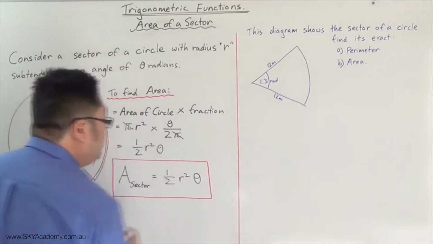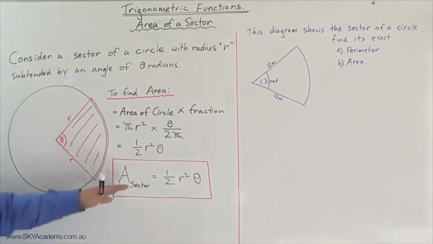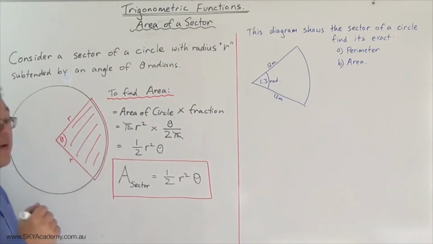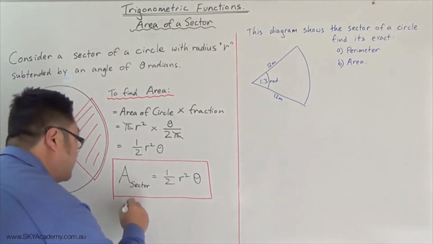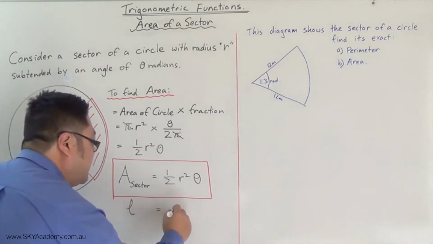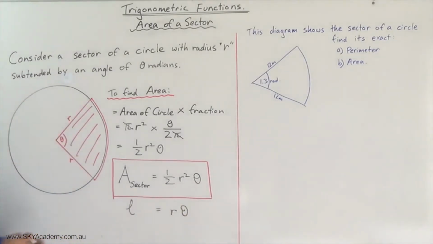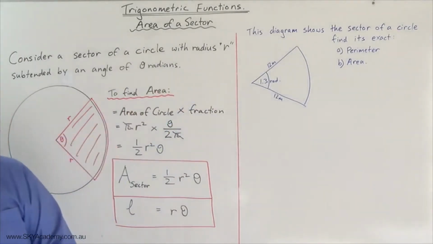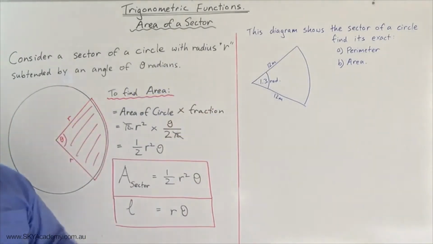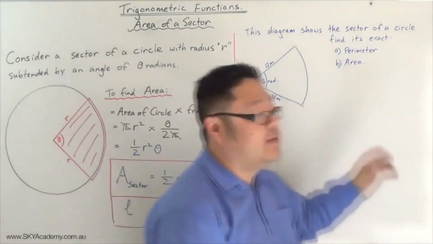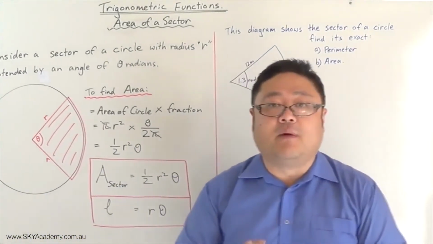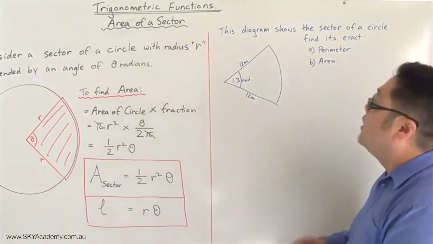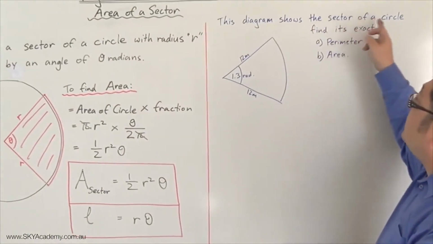Now this ties in very nicely with the other formula that we learned, which was the arc length is given by r times theta. Does that make sense? So these two formulas together are going to be very helpful for us to be able to solve the question that we have over here, on this side of the board. So let's have a look at the question that we might have. This diagram shows the sector of a circle.